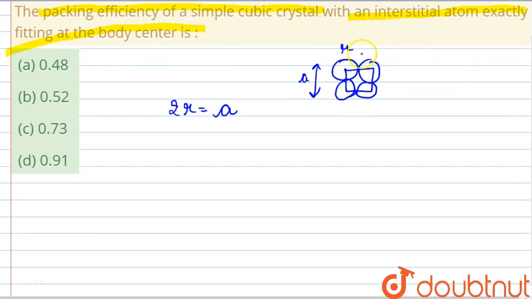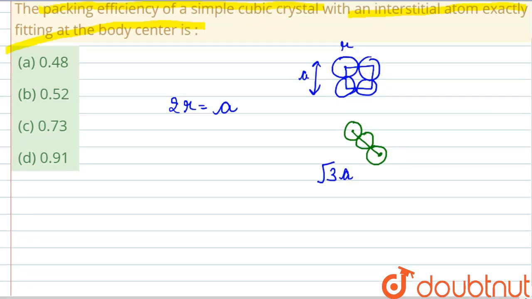Now what happens, one atom fits here in the body center of this simple cubic crystal. Now it will be like this. If we study the body diagonal of the cube, it will be like this. This is the one atom that is associated with the body center, and this is the line representing the body diagonal of the cubic unit cell. Now we know that the length of the body diagonal of the cubic unit cell is √3 times the side, that is √3 into A. From here we will calculate the value of the radius of this interstitial atom.